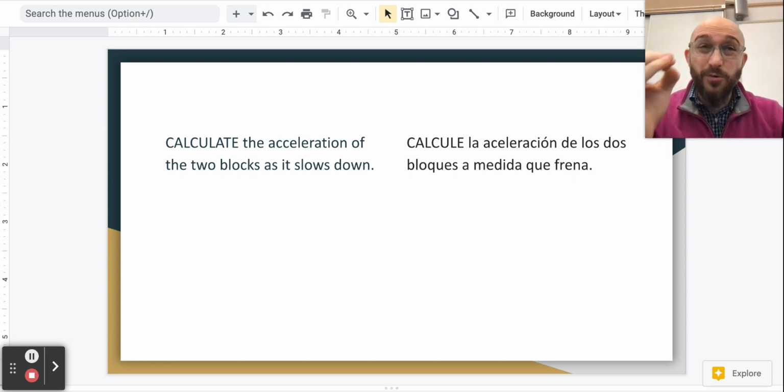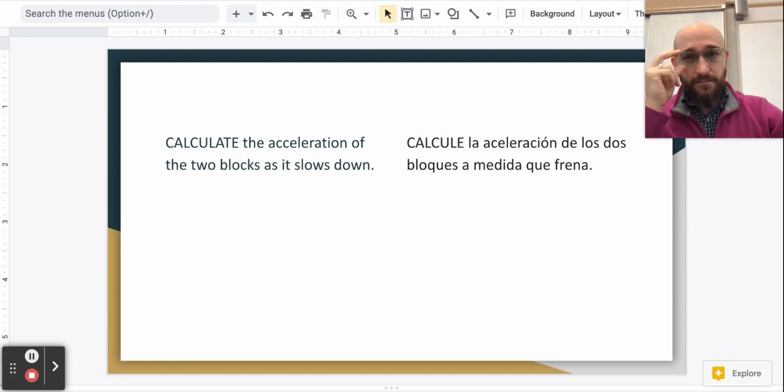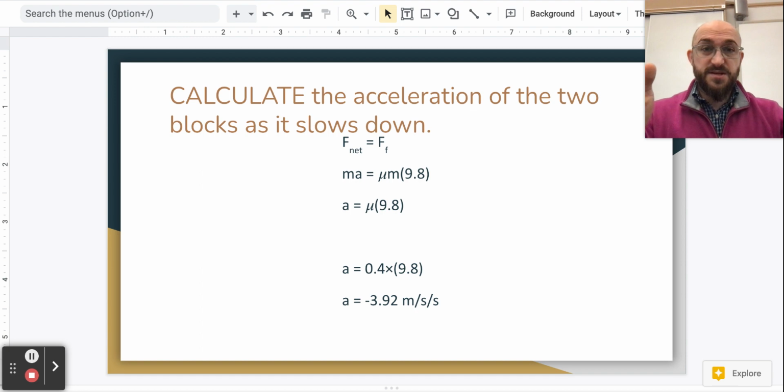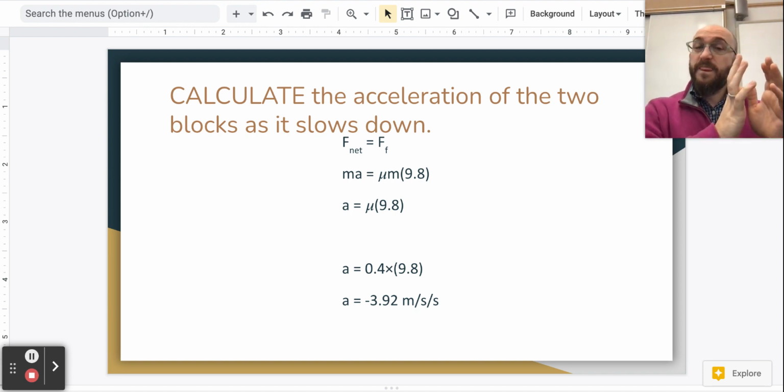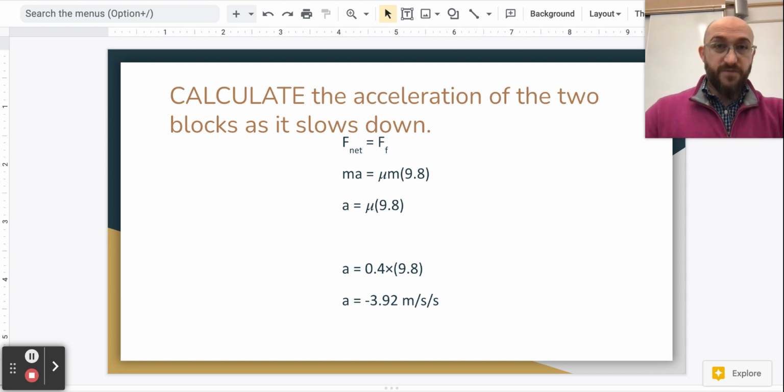Can we now calculate that acceleration of the slowdown? Yes. And it requires a bunch of stuff from Unit 2, dynamics, forces. What it boils down to is this. I know that the only force on my blocks is friction, which means my friction force is also my net force. Net force is always equal to mass times acceleration.